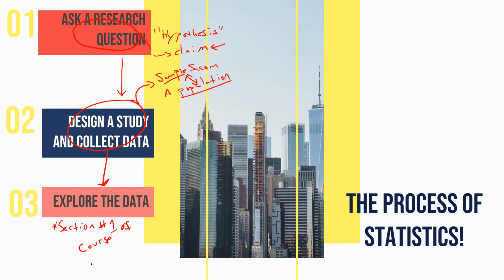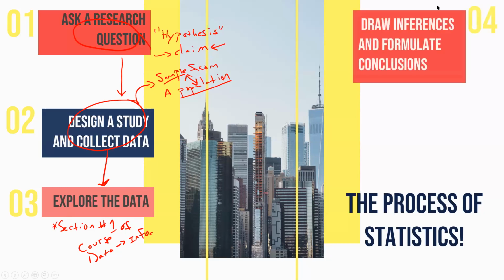Okay, this is turning data into information. We're going to take our raw data set and find the mean, the median, maybe look at a bar chart of it. Just turn the raw data into consumable information. After that, the next thing you're going to have to do is draw inferences and formulate conclusions.